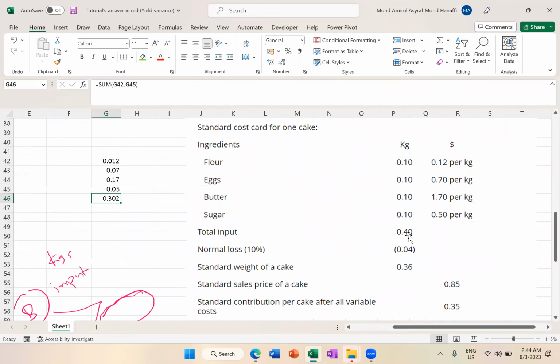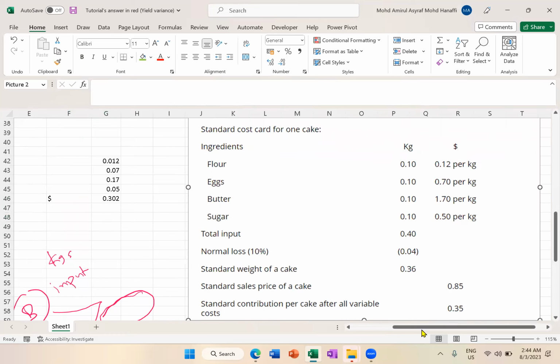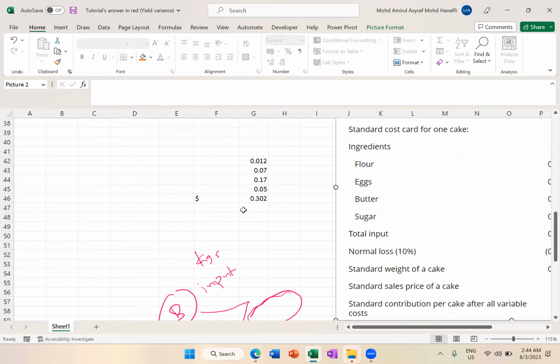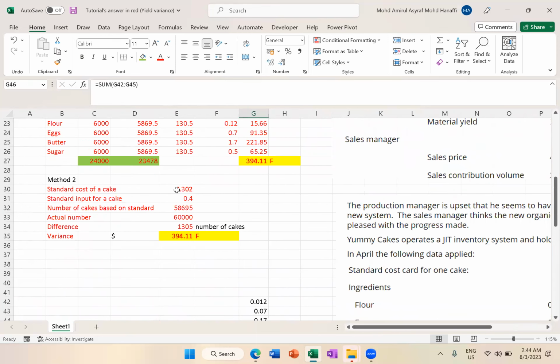It means, because you use 0.4 total input, your cost is $0.302. Why not 0.36? Because you can't use 0.36, it's not enough. There will be normal loss. So you need 0.4. So the standard cost is in terms of input. Let me not go deeper, I'm afraid it will get confusing. But I just hope that you understand how I get 0.302. That's it.